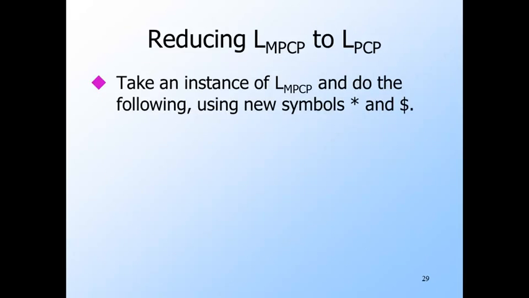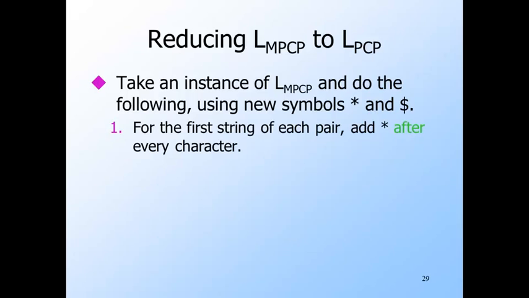The output instance of PCP will use the same alphabet as the input instance, plus 2 new symbols, the star and the $ sign. Of course, all symbols, the new ones and the symbols in the input instance of MPCP, will be coded using A, zeros, and ones as we just described. For each pair W, X in the input instance, there is a pair in the output instance based on W and X. For every first string W of the pair, we add star after every symbol. So for example, 01 becomes 0 star 1 star.